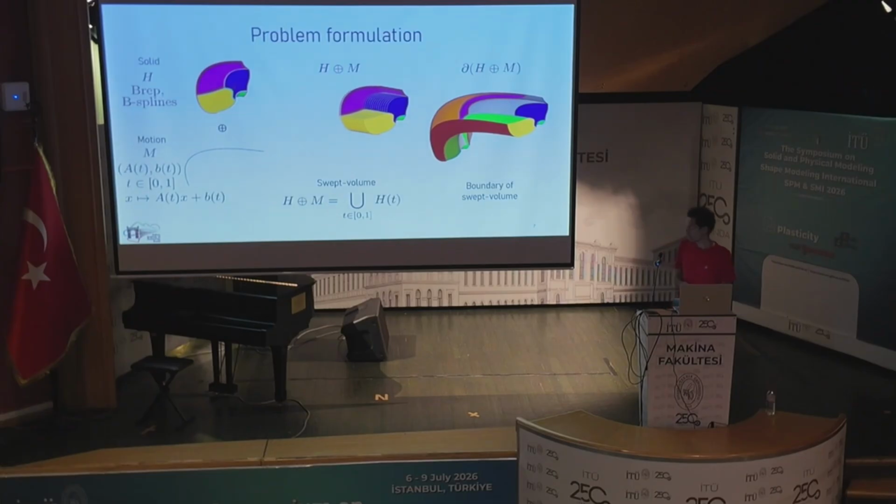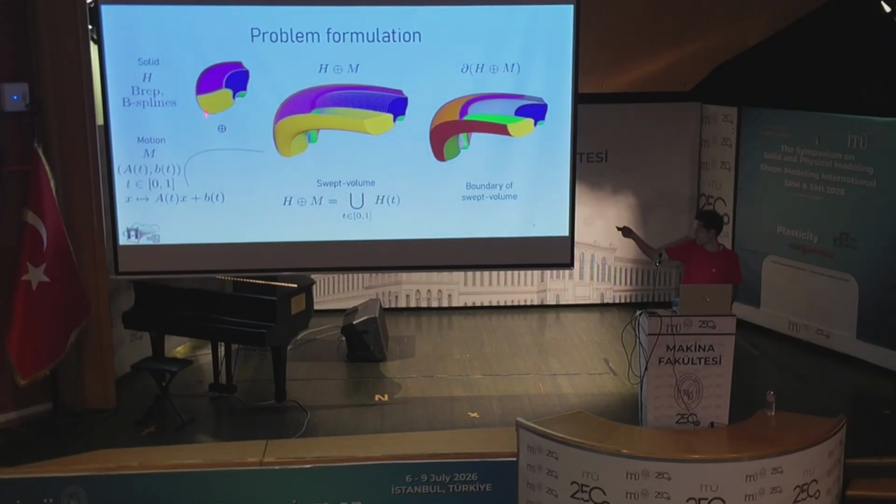Now the second part of the input is the motion M, and it's a one parameter family of rigid motions. Which means that for each time t in the sweep interval [0, 1], there is a 3 by 3 rotation matrix A(t) and a translation vector b(t) in R3, so that under the influence of M, a point x is transformed as A(t)x + b(t). And we again use B-splines in order to represent A(t) and b(t).